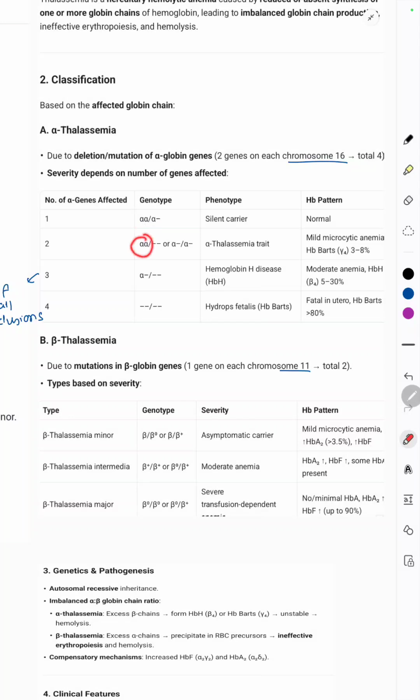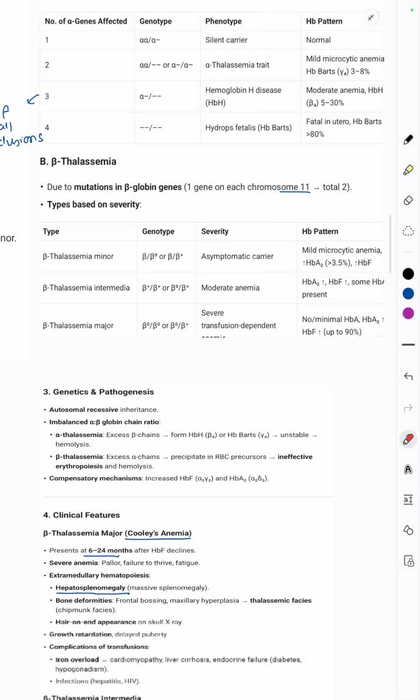If two chains are absent, that is called alpha thalassemia trait, where mild anemia is seen. If three chains are absent, that will lead to hemoglobin H disease, and here the golf ball inclusions are seen. It will lead to moderate anemia. If all the 4 chains are absent, that will lead to hydrops fetalis. It is fatal in utero only. The child will die inside the uterus itself. That is called Hb Bart's disease.